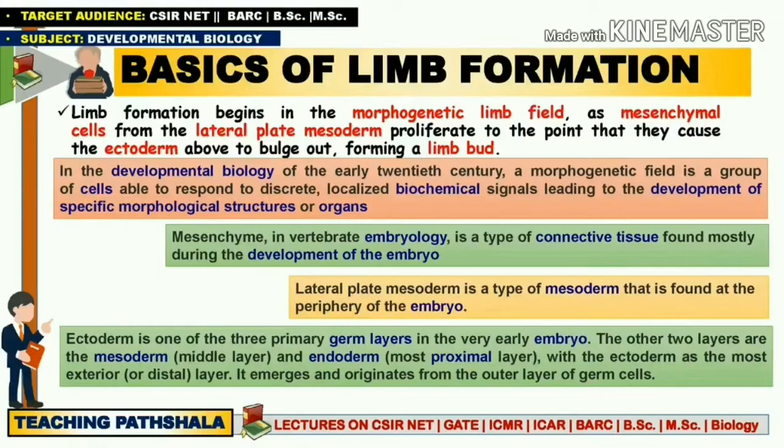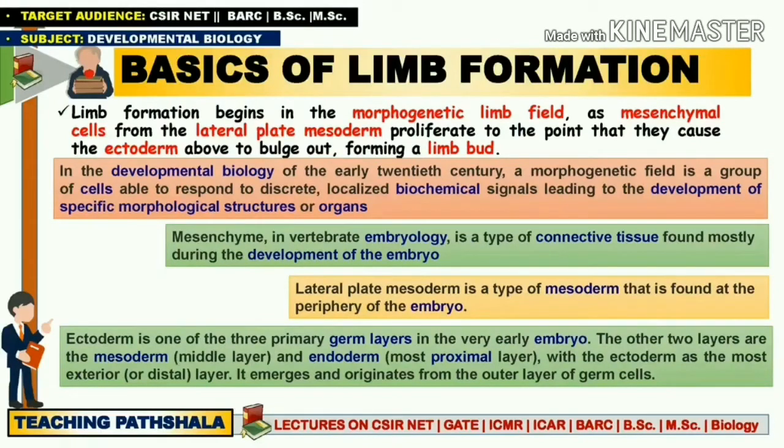If you want to know the meaning of lateral plate mesoderm, that is mentioned in the yellow portion: lateral plate mesoderm is a type of mesoderm that is found at the periphery of the embryo. So again, lateral plate mesoderm is a type of mesoderm which we are going to find in the periphery region of the embryo. Okay, and from this lateral plate mesoderm we are going to get the mesenchyme, and this mesenchyme is going to play its important role in limb induction or limb formation.